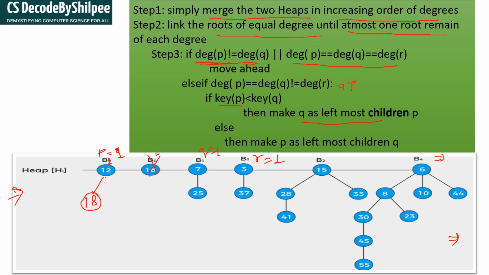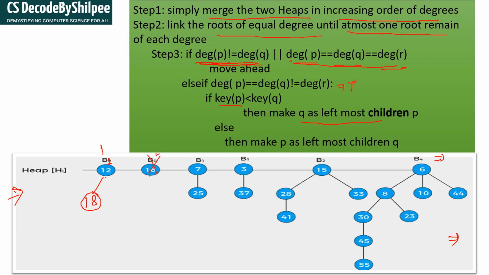So check which condition is true. Is degree of P not equal to degree of Q? No, the condition failed. Are degree of P, degree of Q, and degree of R all three equal? Yes, all three are equal. Then what will we do? They are saying to move ahead. Move ahead means just right shift all these pointers P, Q, R. So I am removing all these pointers from there. Forget about this one, because I have removed it from here, it came here, right? So now this is P, sorry, this is now P.